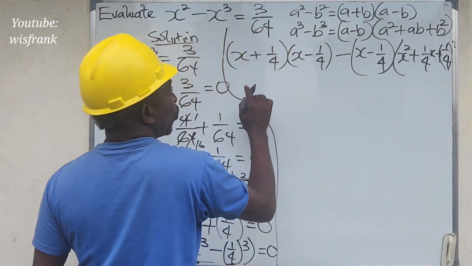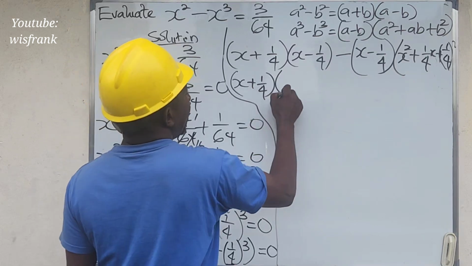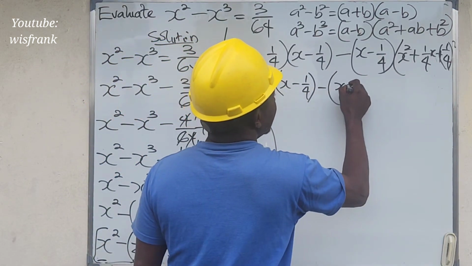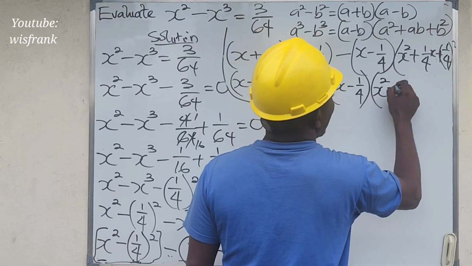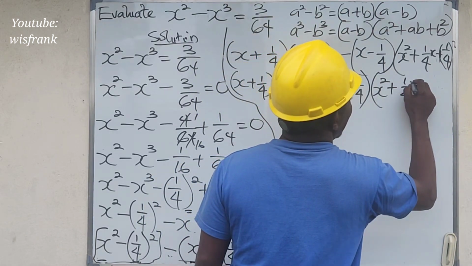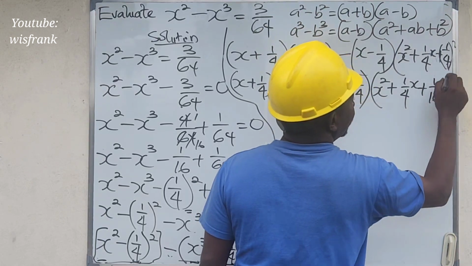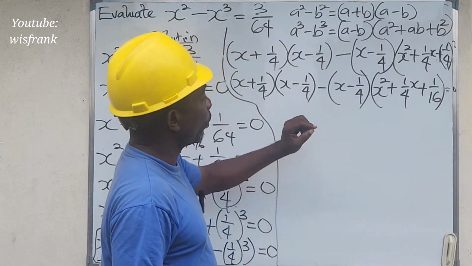So we can write this well. This will become x plus 1 all over 4 into x minus 1 all over 4. Then we have minus x minus 1 all over 4 into x to the power of 2 plus 1 all over 4x plus 1 all over 16, because 4 to the power of 2 is 16. So this equals 0. This is what we have now.